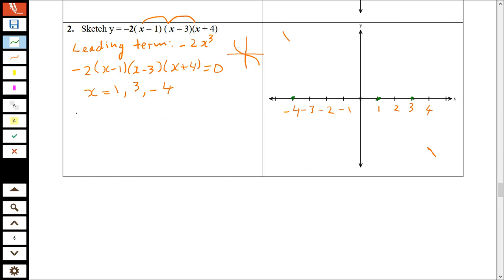And what about the y-intercept? Y-intercept, well, you put x equals 0. So you're going to get y equals -2, brackets, -1 times -3 times 4. So it gives you -2 times -1 is 2, times -3 is -6, and times 4 is -24. Okay, so I know where I'm starting, I know where I'm finishing.